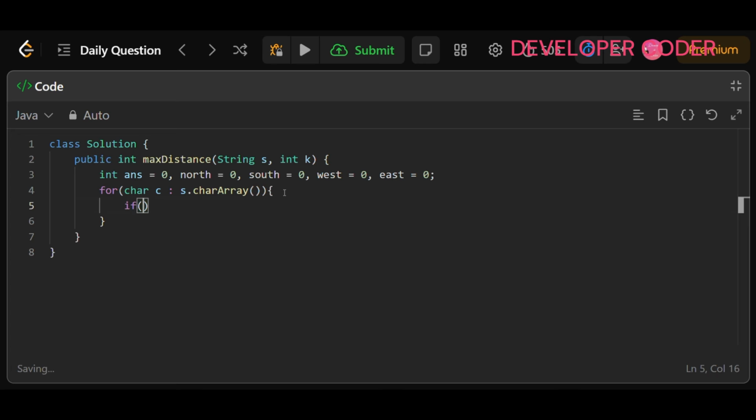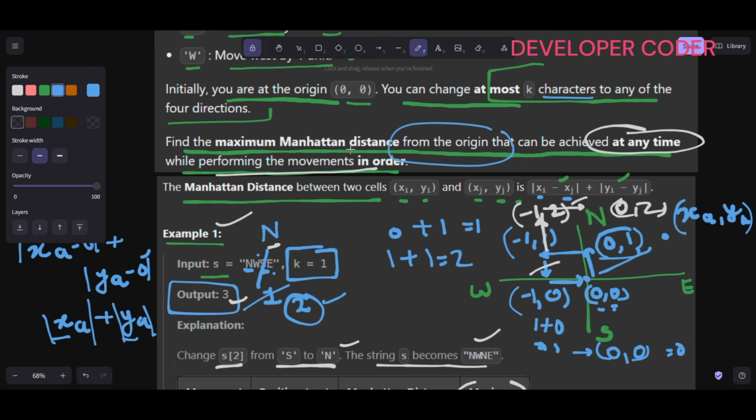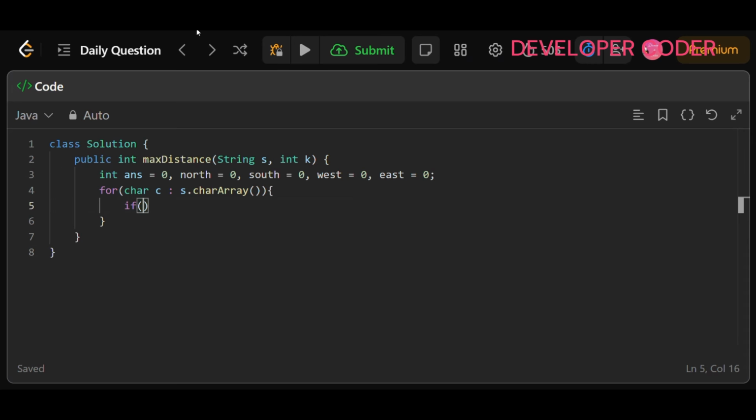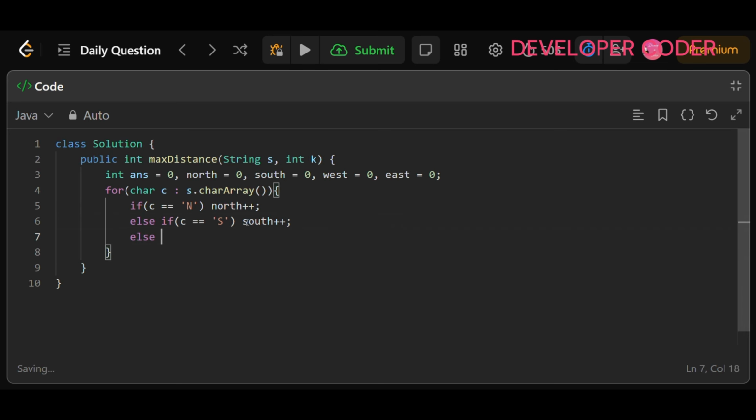We have to check side by side also, since the problem statement says find the maximum Manhattan distance from the origin that can be achieved at any time while performing the movements. So if the character is equal to capital N, then increment north plus plus. Same way, else if the character is capital S, then south plus plus. Else if the character is E, then east plus plus. And else if the character is W, then west plus plus. Done.